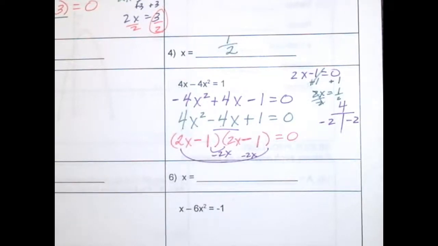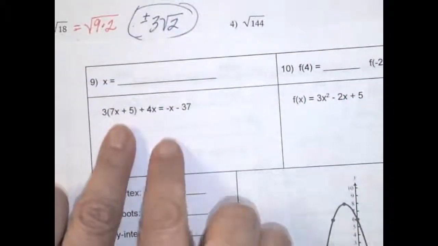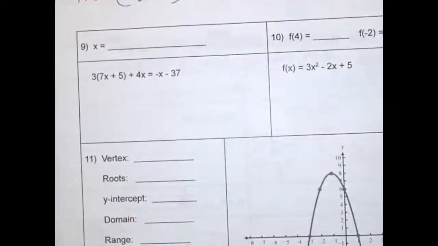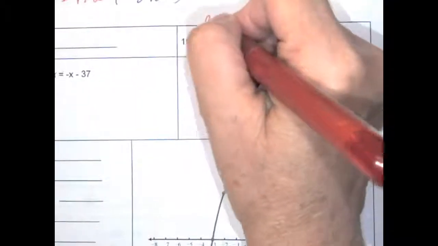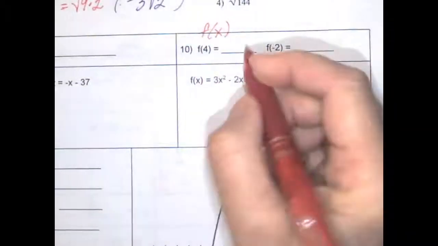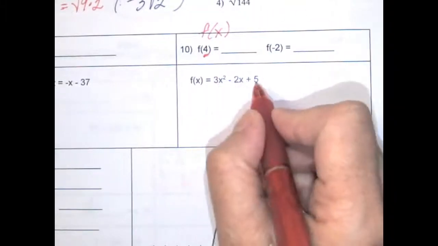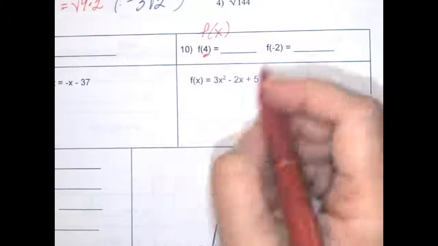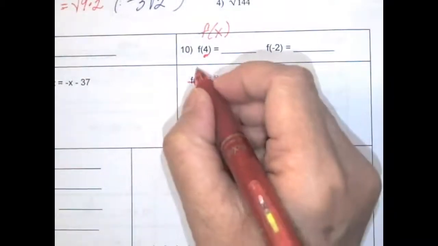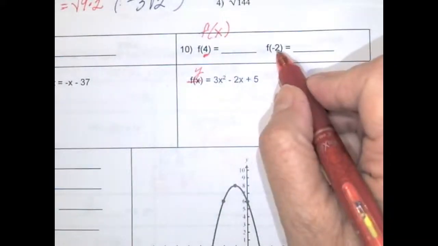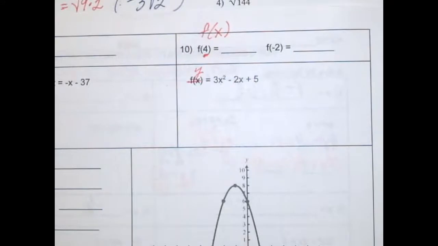I just did those two with you. Let's look at the back. Number 9 is just solving an equation. Number 10, function notation. You have to remember that this is f of x. So what's in parentheses is going to take the place of every x. So you're going to have two answers. You're going to find f of 4, replace x with 4. This is just the same thing as y, right? Replace the x's with negative 2 to get f of negative 2.